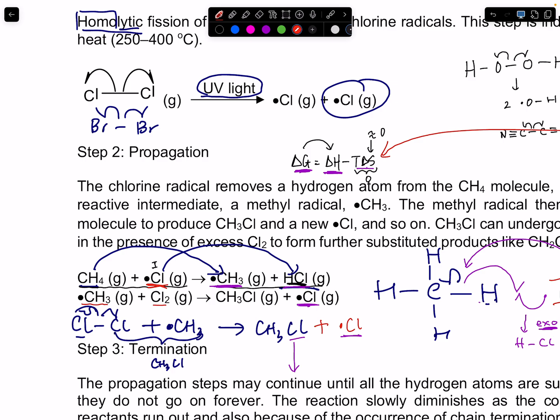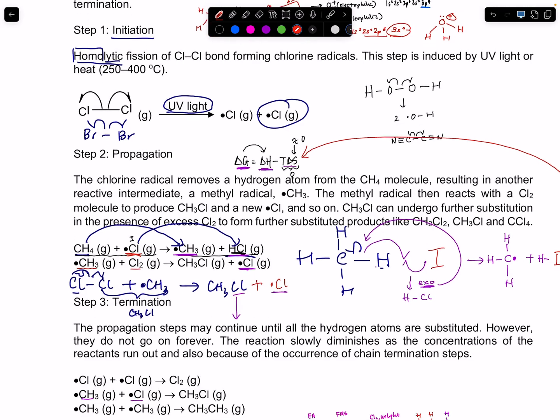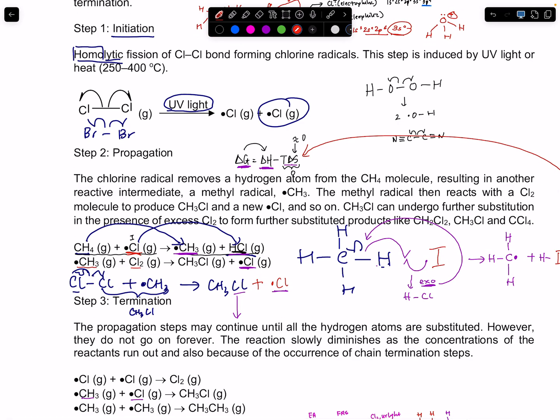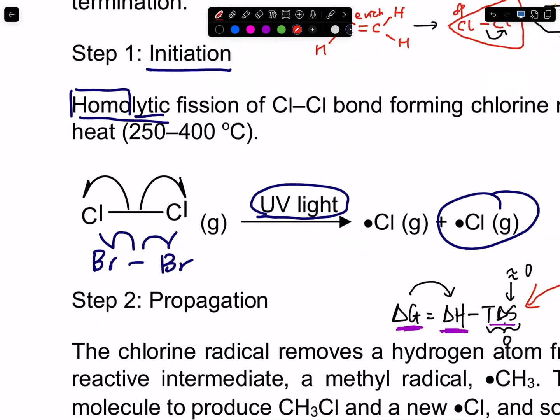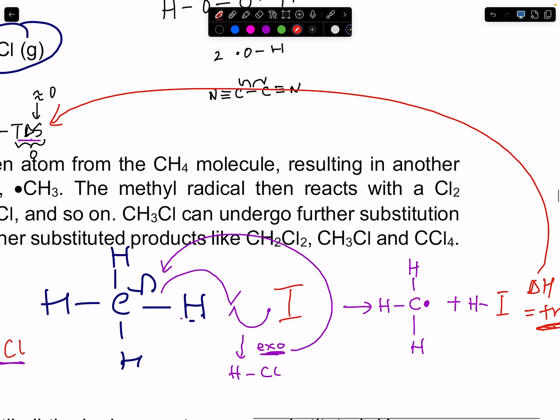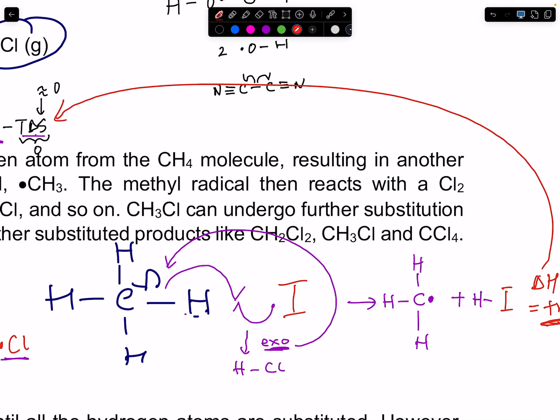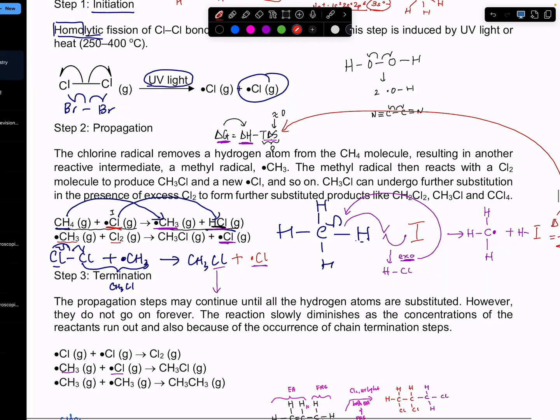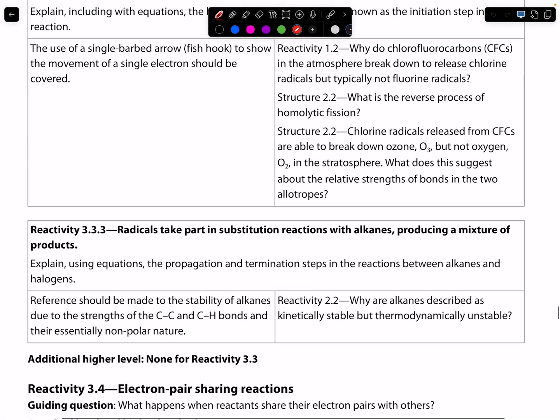Okay, are you all clear on the processes? Because later I'll make you all write this out: the initiation step, propagation and termination. You have to do this for your exam. It's 4 marks, with the equations. The only time you need to draw arrows for this mechanism will be the initiation step. You do not need to do this for the others. Your job is to only write equations for propagation and termination. And this is also written here: explain using equations the propagation and termination step in the reaction between alkanes and halogens.